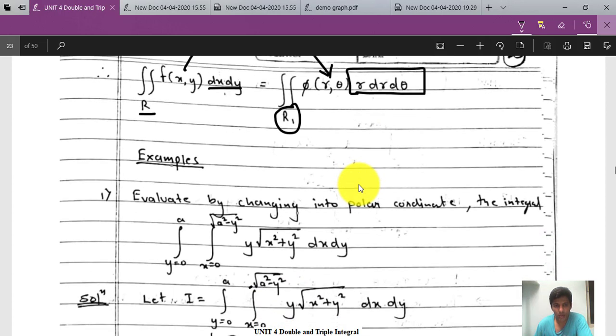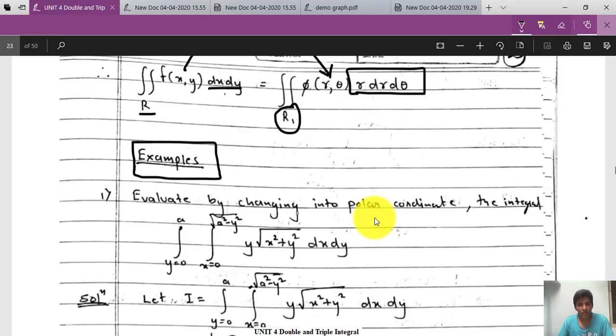Now let me come to the concept. Okay, fine, we shall start with the example. So you know how to change the variables: if the given function is in terms of x and y, you can convert it into r and theta, or if the given function is expressed in terms of u and v, then change the variables, take the Jacobian and then evaluate it. Okay, fine, let me start with the example.